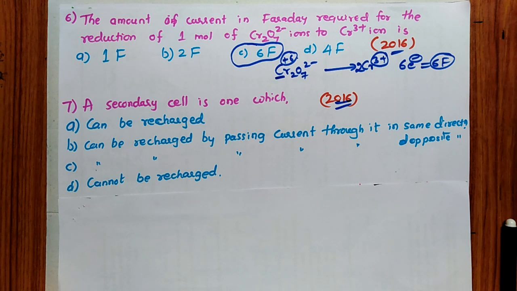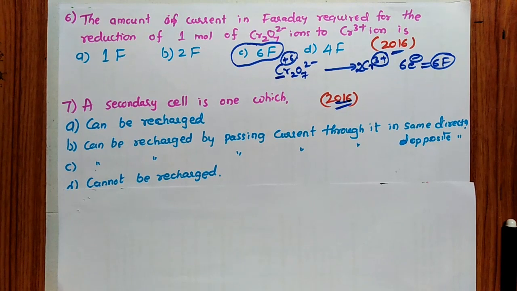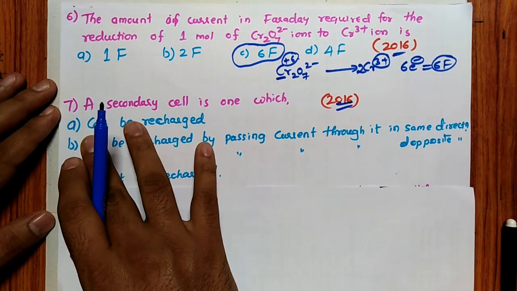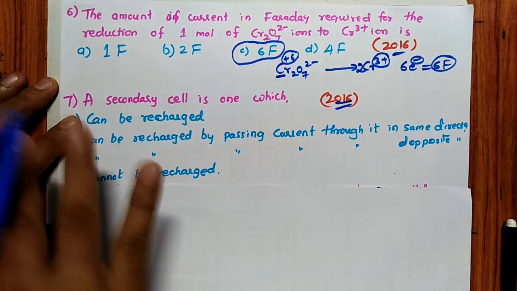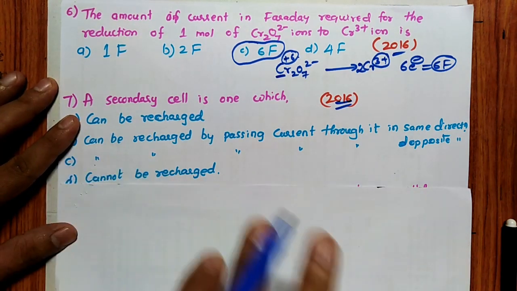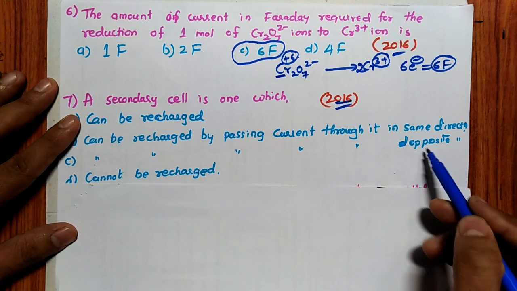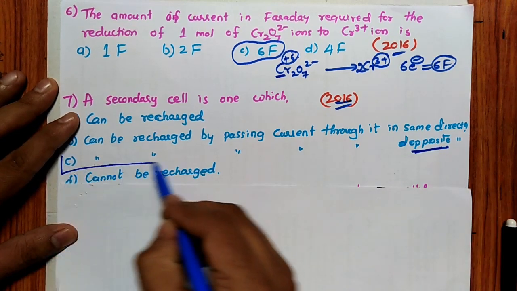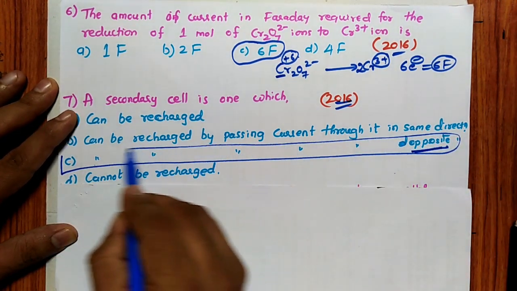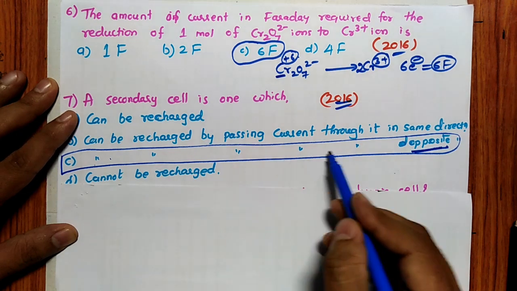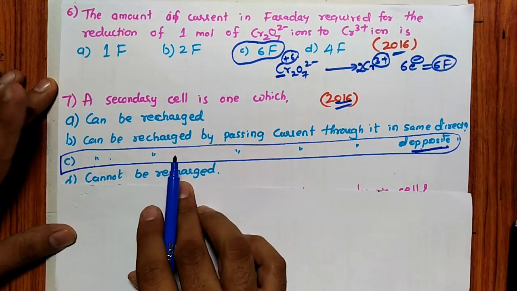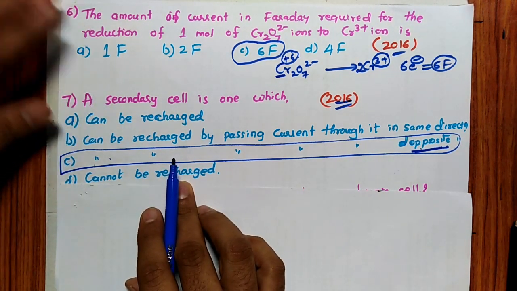For example, lead storage battery. Just imagine the lead storage battery we have considered. When the charge is discharged, then you have to recharge that. While recharging, remember, the anode reaction is completely reversed and the cathode reaction is completely reversed. The meaning is that it should be in the opposite direction. So the answer for this question is C: it can be recharged by passing current through it in the opposite direction.